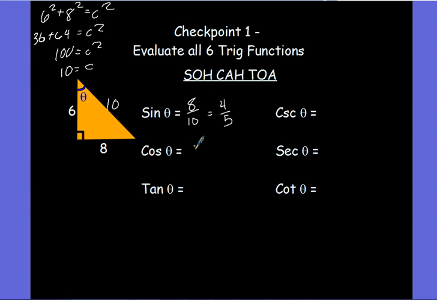Cosine. Adjacent over hypotenuse, which in this case is 6 over 10, which of course is 3 over 5. Tangent starts off as 8 over 6, which does reduce to 4 over 3. And then, of course, cosecant, secant, and cotangent are just simply the what? The reciprocals of those. So cosecant is going to be what? 5 over 4. Secant is 5 over 3.